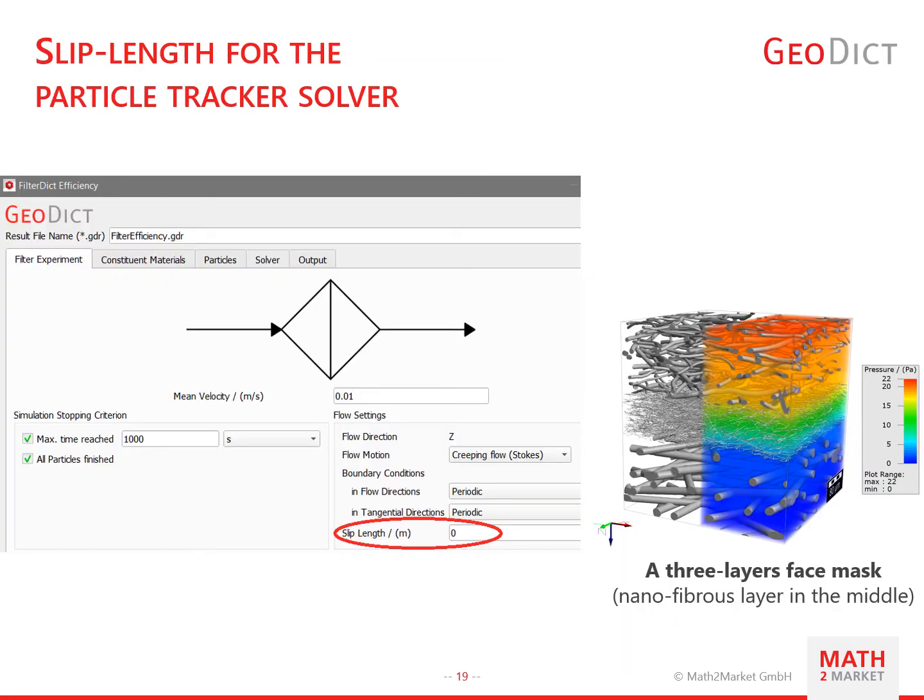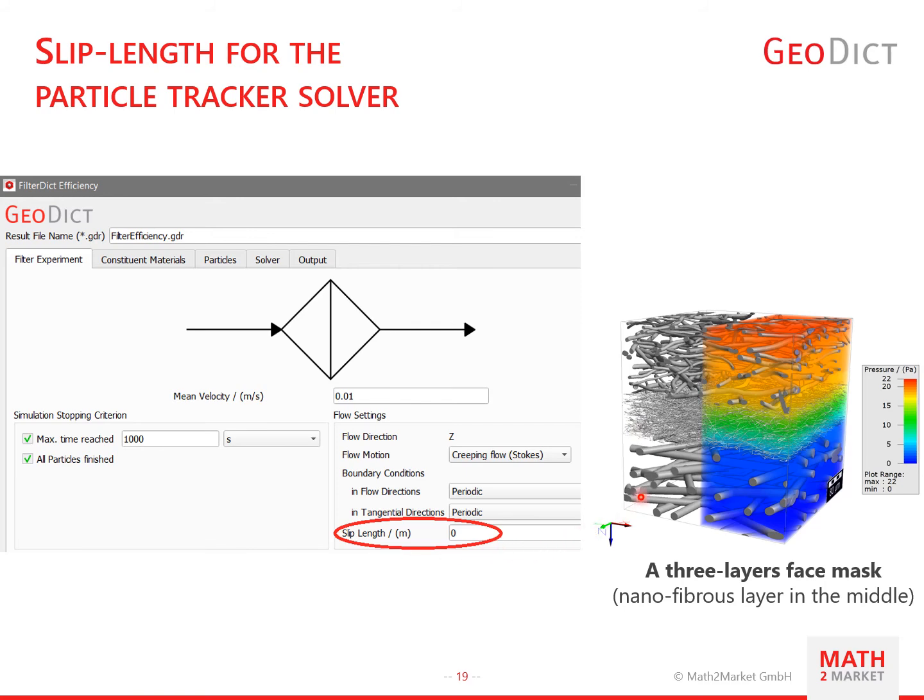Well, regarding the slip length for the particle tracker solver, as you may know, in GeoDict 2020, we had the possibility to consider the slip length when simulating the flow through the nanofibers available in the FlowDict module. So for example, here you can see an example of a 3 layers fibrous filter media for face mask. And you can see here in the middle a nanofibers layer. So for a correct and precise simulation of the flow, of course, you have to give the slip length.